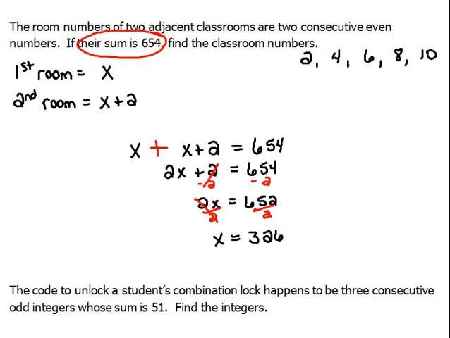But this is not the answer. The problem said find the classroom numbers. That means it wants both of them. Our first room we identified as being x, and we've solved that so that we know now that our first room is 326. That's the room number. Well, what's the next even number in order from 326? Wouldn't it be 328? We just have to add 2 to get to the next one, which is 328. So our classroom numbers would be 326 and 328.